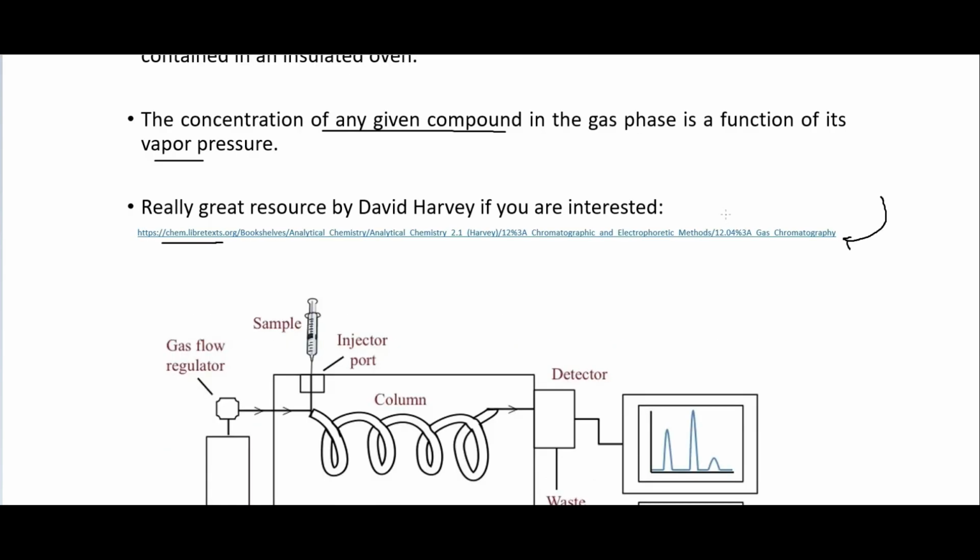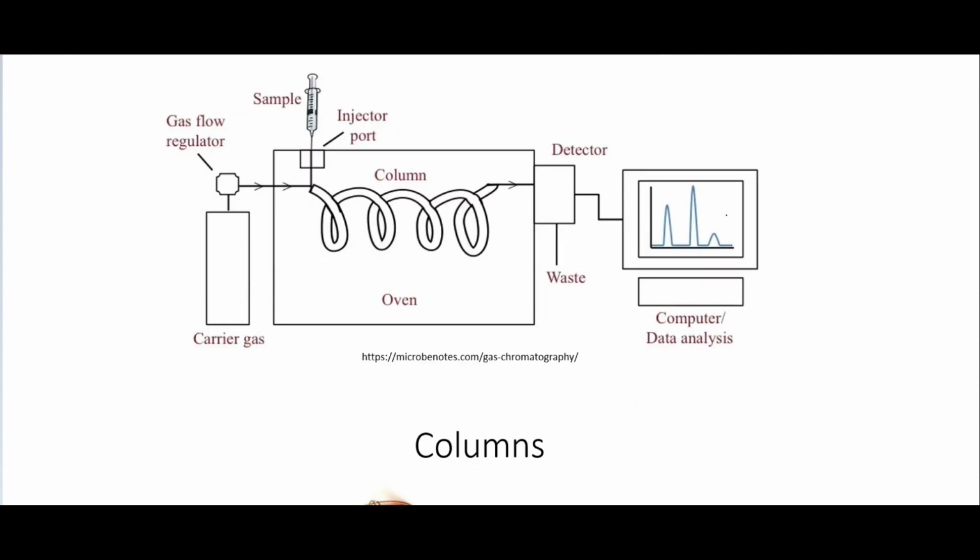In general, what we're doing here is we have our gas flowing through this column. We inject our sample into it, and it will move through this column, which is often spiraled like this so that we can get a longer column length. Then the compounds will come off of the column at different times based on how they interact with the stationary phase. And so we can again get peaks from that.